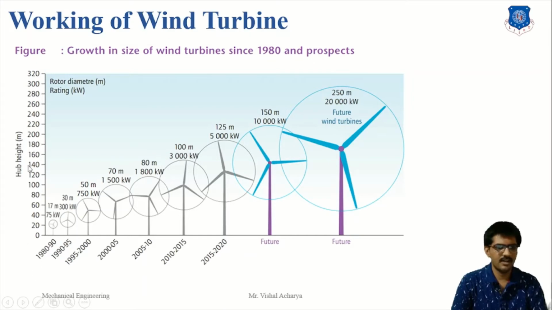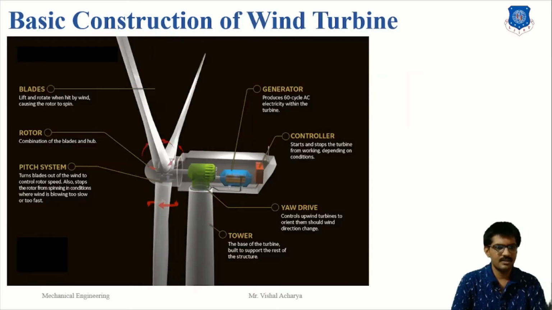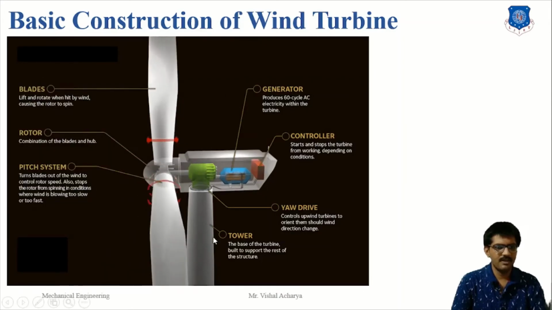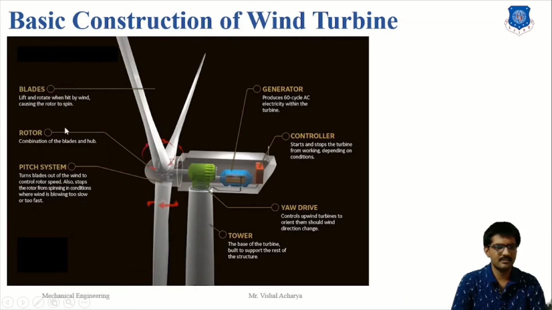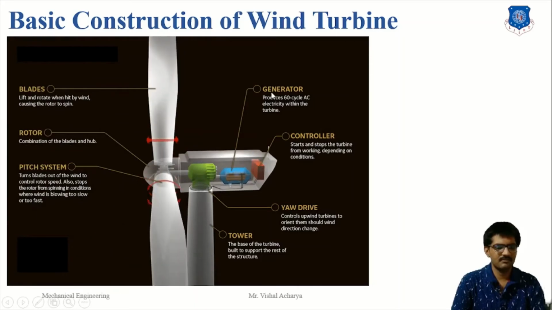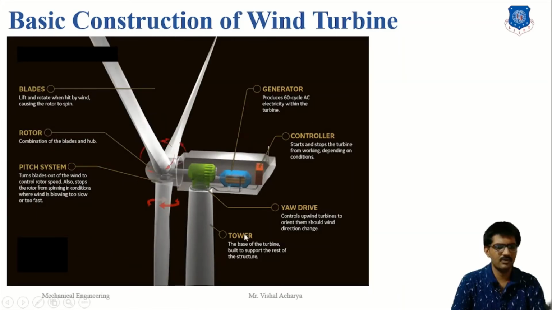Same here, if we increase the height, the power also increases. So when we require more power production, we require more height and more swept area. The basic components of the wind turbine are the blades, rotor, pitch system, generator, controller, yaw drive and tower.